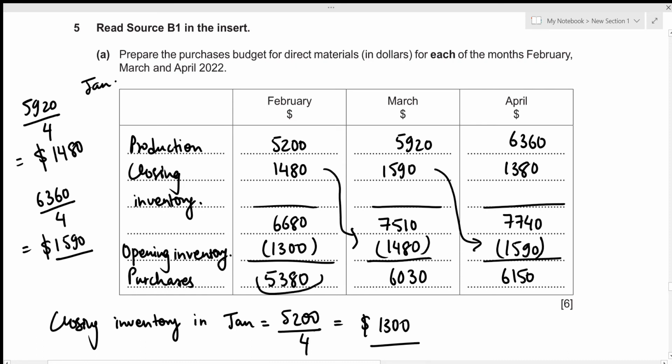So the purchases made in February amounted to 5,380, and this amount will be paid in the month of March, meaning that this amount should be recorded as an expense in the payment section in our cash budget in the month of March. Similarly, the purchases of direct materials made in the month of March was 6,030, which means that this will be actually paid in the month of April. So this will be recorded as the purchases of direct materials in the month of April in our payments in the cash budget. Let's record these two amounts.